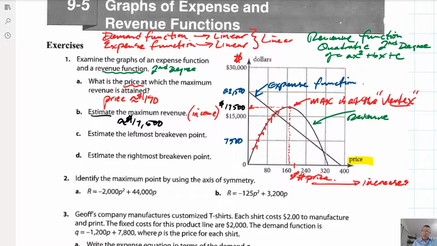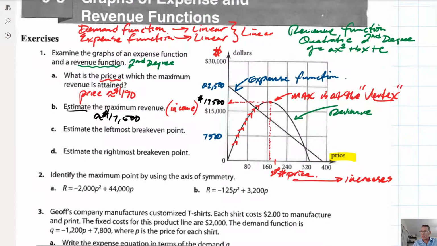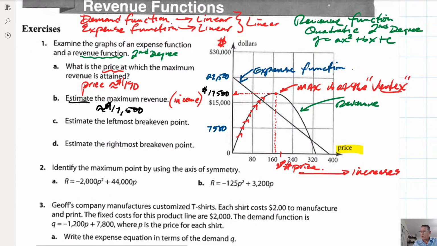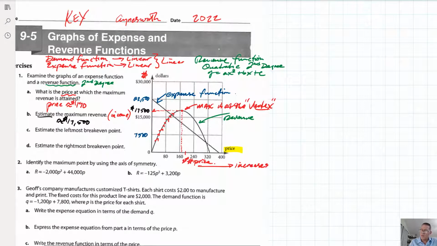All right, parts C and D are important too. Part C asks you to estimate the leftmost break-even point. So what in the world is a break-even point? That's one of the main concepts of the lesson. So we better go off to this side and talk about the break-even point. Put this big, bold, in red.